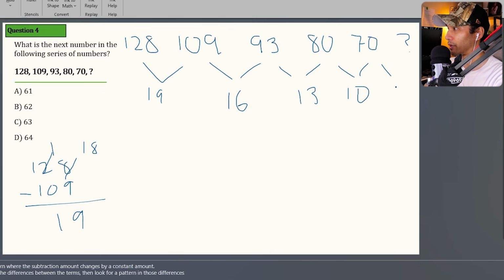All right. And we want to figure out this to get the next term. So this is where we have to find the differences among the differences. Okay. So we have 19 to 16. What is that? That is minus 3. 16 to 13, that is minus 3. And this is actually minus, minus, minus, minus.